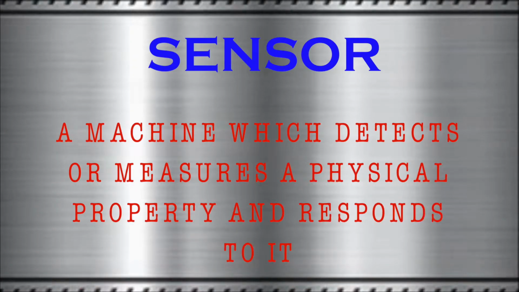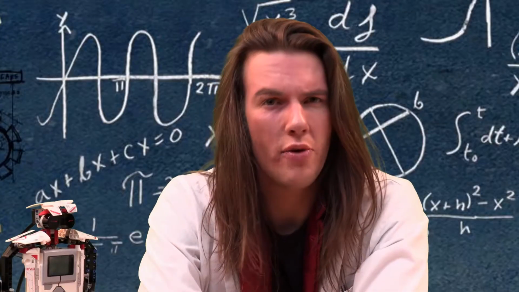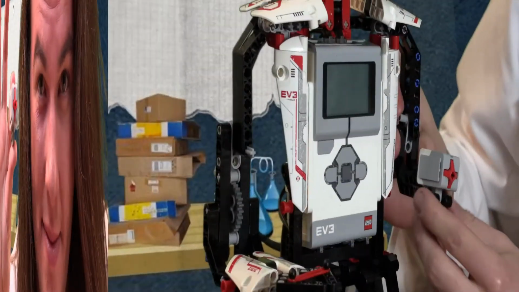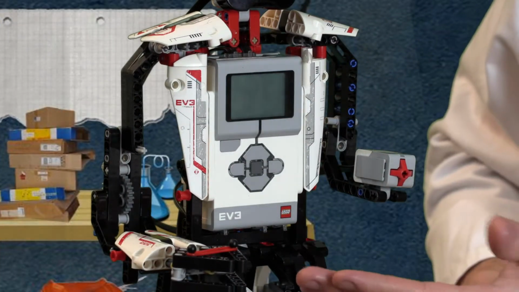Sensor. A machine which detects or measures a physical property and records, indicates, or otherwise responds to it. Sensors are a robot's eyes. A sensor is basically something which allows a computer to interact with the outside world. A sensor is a machine which can detect things like light or touch. You will find your Everstorm's touch sensor inside your Everstorm's box. It looks like this. What you want to do is attach this sensor to your Everstorm's hand.